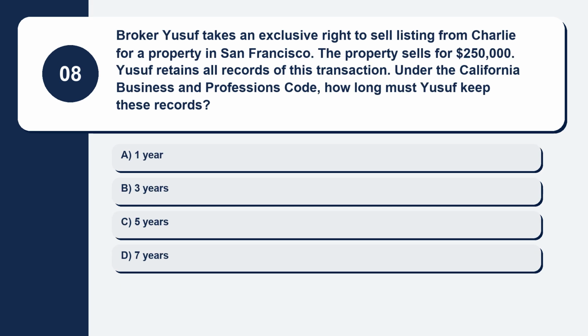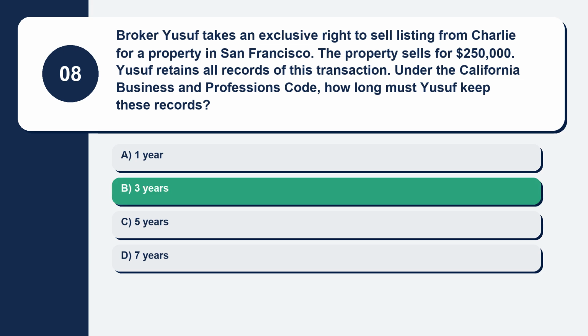Question 8. Broker Yusuf takes an exclusive right to sell listing from Charlie for a property in San Francisco. The property sells for $250,000. Yusuf retains all records of this transaction. Under the California Business and Professions Code, how long must Yusuf keep these records? Here are your options. Option A, 1 year. Option B, 3 years. Option C, 5 years. Option D, 7 years. The correct answer is option B, 3 years.